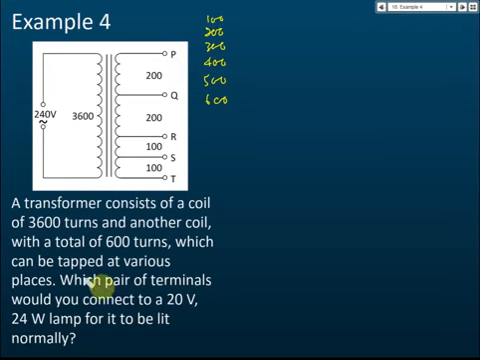Which pair of terminals would you connect to a 20 volt, 24 watt lamp for it to be lit normally? The input is 240 volt, but the output needs to be 20 volt for it to light normally. You must connect 20 volt, then only the power is 24 watt, which is the normal power. So which one do you want to connect to get 20 volt? PQ or QR or RS or QS? So do the calculation now.